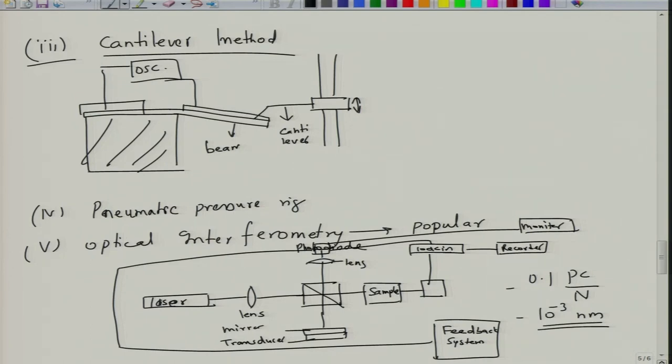On the other hand, if you look at the cantilever method, it can measure up to about 0.6 coulombs per meter square resolution. It has pretty high sensitivity. You can convert this into microcoulombs per centimeter square, and that tells you that this is quite a sensitive method, and it's also direct, so it's very useful.